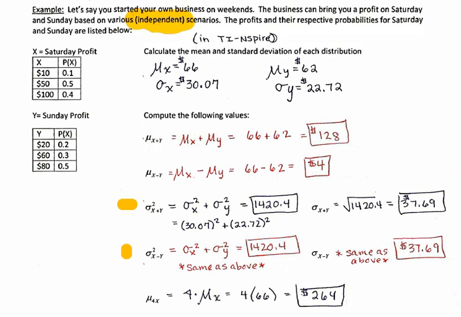I did this in my TI Inspire calculator. I created a spreadsheet with X and with P of X. Once I had the spreadsheet in there, I calculated the one variable statistics using X as my variable and P of X as my frequency list and received both of these pieces of information from the readouts there. So I got a mean of X of 66. That seems to make sense, most of my data is in the $50 range. It's a little higher than that, so 66 seems like a reasonable value. Standard deviation is $30.07.